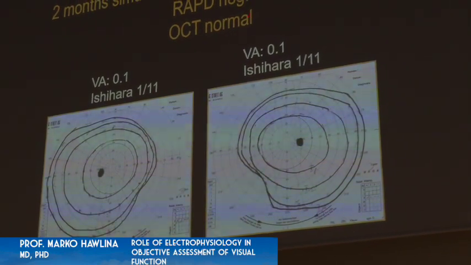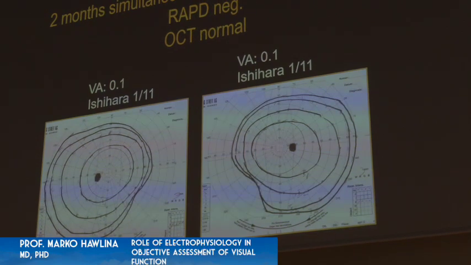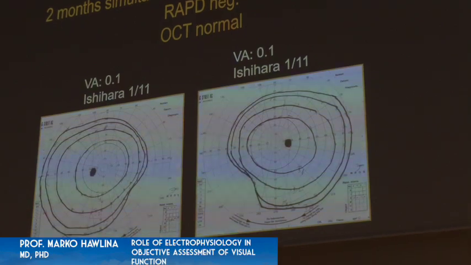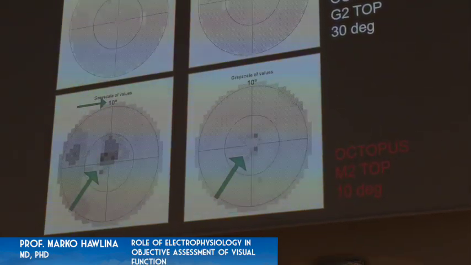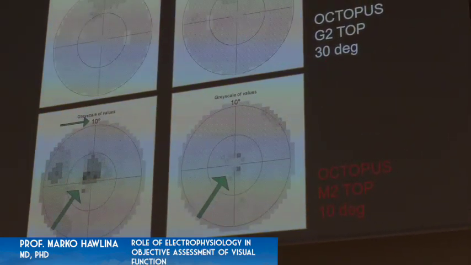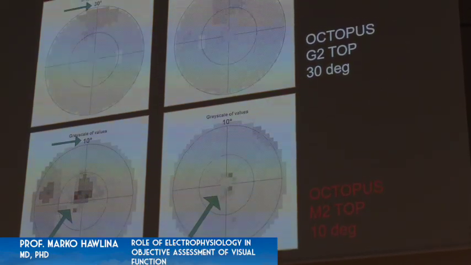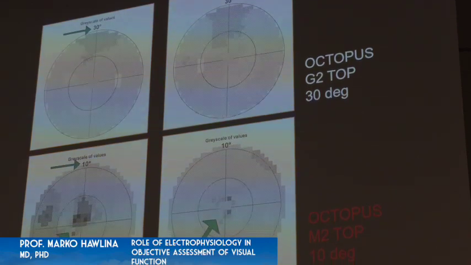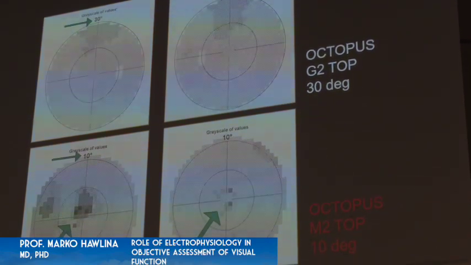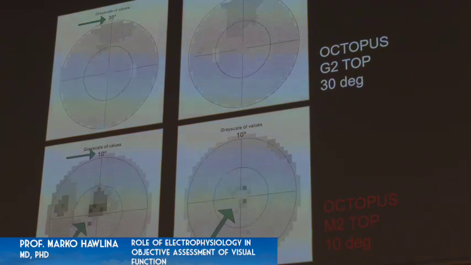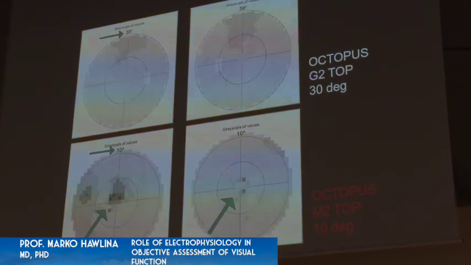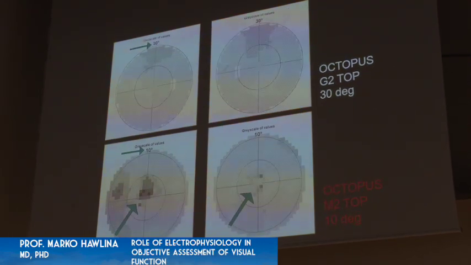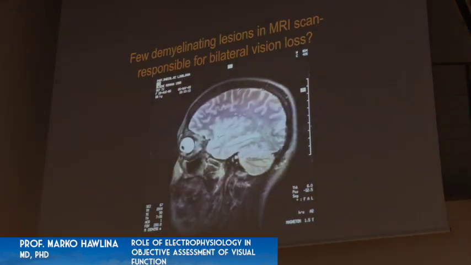That's another case, from a little bit another spectrum. She had 0.1 vision, again a lady of 37. Color vision was down to 1/11, and her fields were normal. Octopus with 30 degrees were normal. Only when you did the macular program, you would start to see some scotoma. So would you believe her that she has 0.1 vision, no color vision, everything normal, OCT normal? Yes or no? With this kind of visual field defect? Very, very small, even very little here.